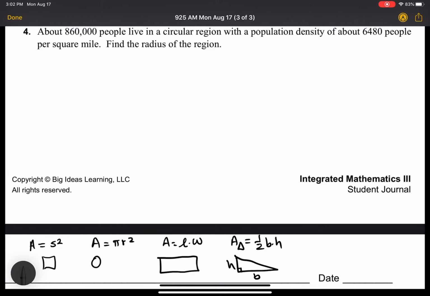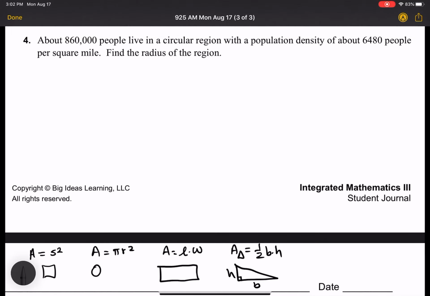Now let's take a look at problem number 4, example number 4. This one is slightly different, because if you notice, they give us the number of people, but they also give us a population density. So that means we need to find something else. In this case, we need to find the radius. But we start with the formula. Population density is equal to the number of people divided by the area. And substitute in the information they give you.